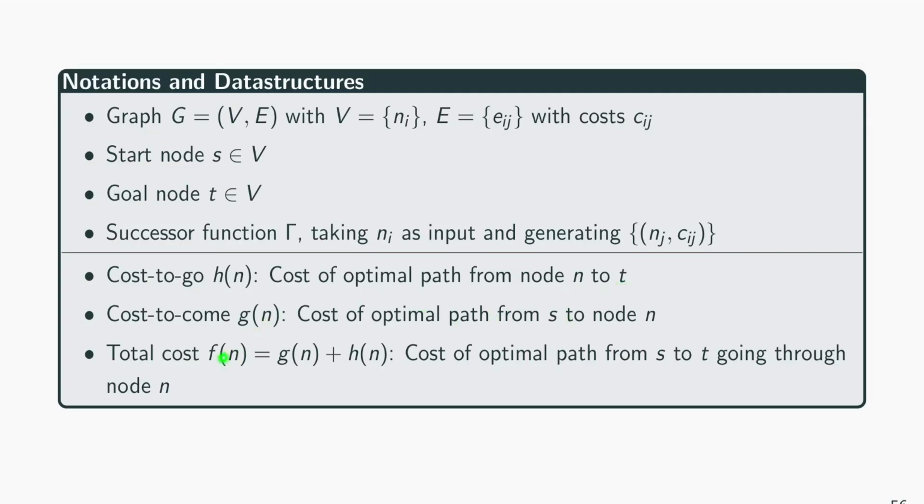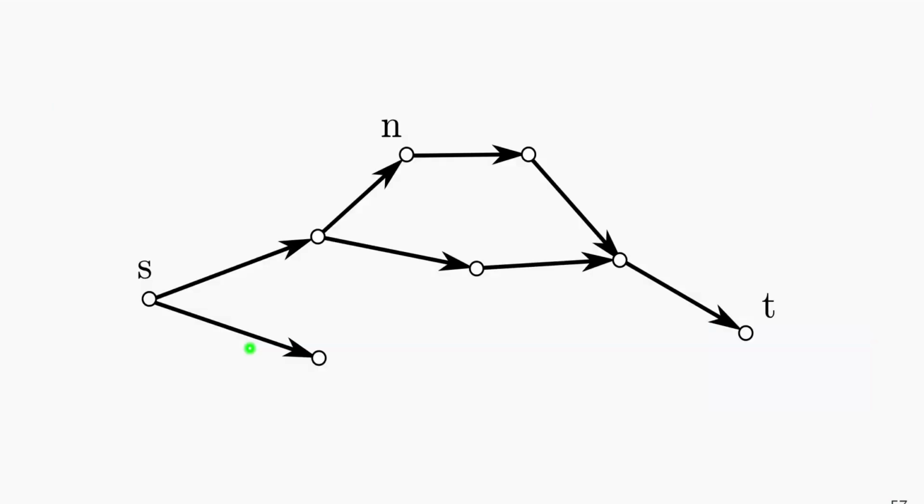And then the total cost f is the sum of the two, basically constrained on that we go through n. Okay, so let's say we do it graphically. We have some graph here. It's a real graph now, not a tree. We have our start node, our goal node. We have our intermediate node n. And in this case, the graph is directed, so we can't really traverse the edges in both directions.